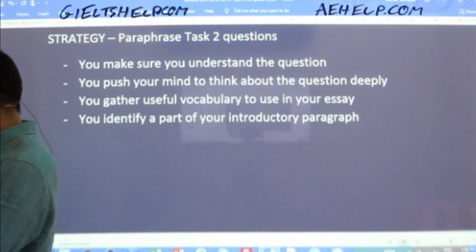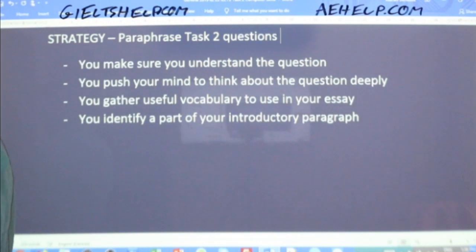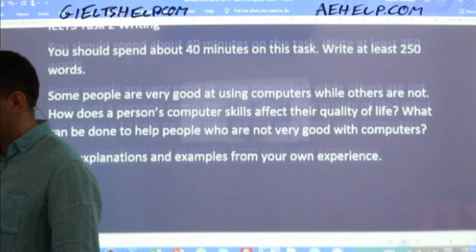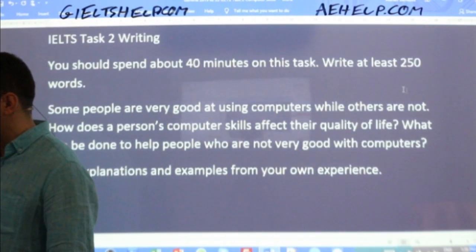So paraphrasing, again, for some of you who are maybe not too familiar with this word, paraphrase, it's one of the most important skills to master for IELTS and communication. Paraphrasing means to express the same idea using different words. Okay, that's what that means. So I'll give you an example. I'll paraphrase it as well.